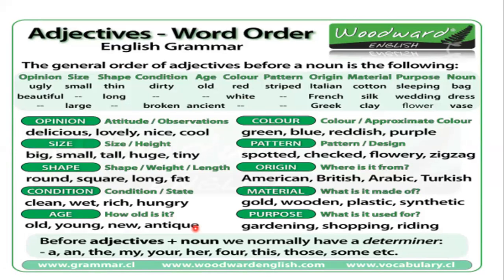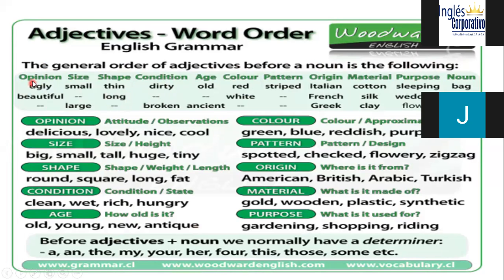Okay, this is another extra material you will receive. Este es un material extra que usted va a recibir. In here you see the general order of adjectives. Aquí usted ve el orden en general en que se presentan los adjetivos. They can be of opinion, size, shape, condition, age, color, pattern, origin, material, and purpose, right? So, for example, if I say opinion, de los de opinión, yo tengo attitude, observations, size and height, shape, en shape tenemos shape, weight, and length.